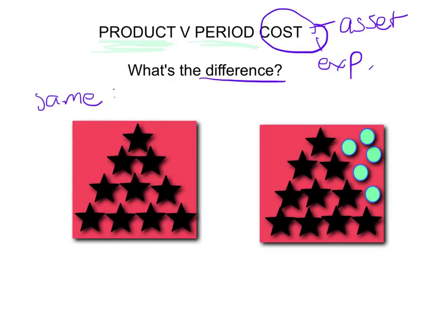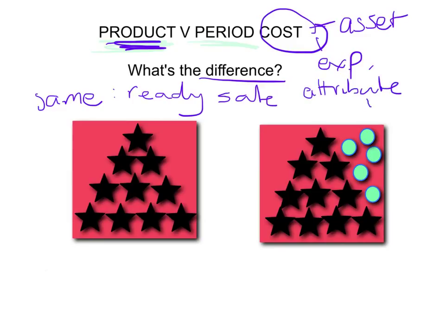And in the definition of both items, we're looking at getting items ready for sale. If it's a product cost, the thing that it deals with is that you can attribute it to each item. But if it's a period cost, you can't attribute it to it. So that's the big difference between the two. Can you attribute it to each individual stock item?